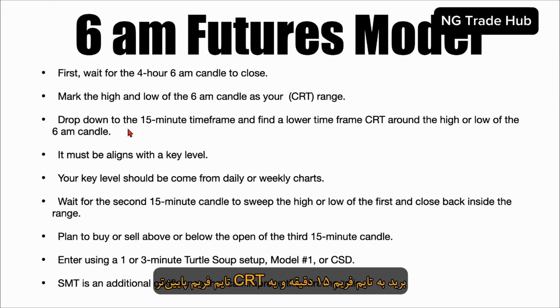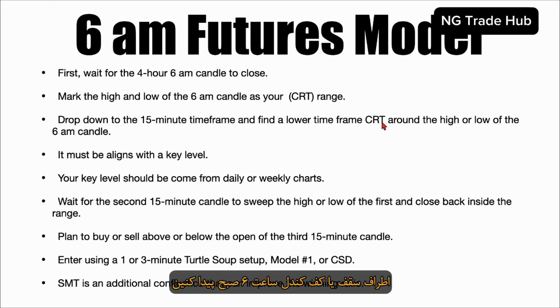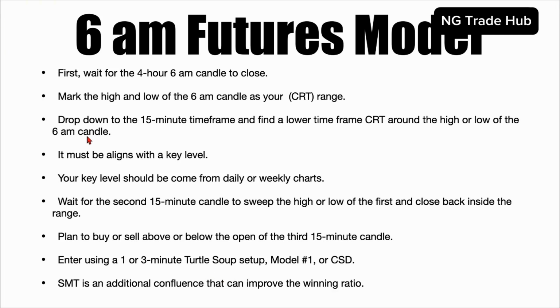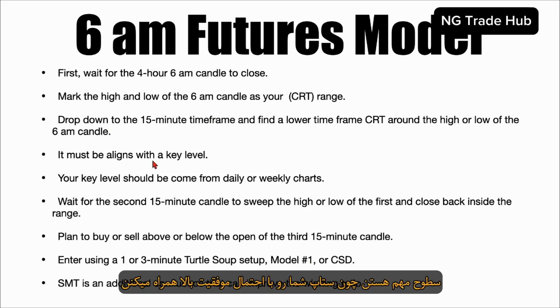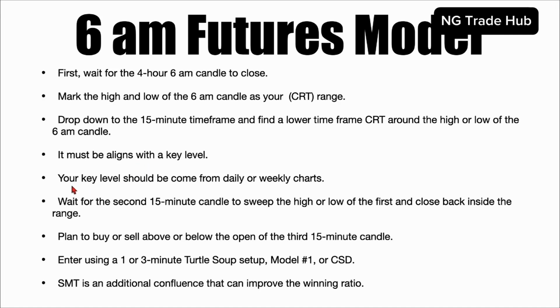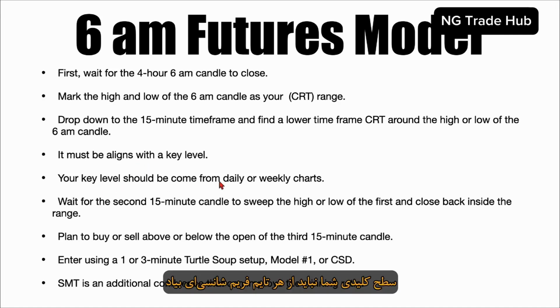Step 3. Drop down to the 15-minute time frame and find a lower time frame CRT around the high or low of the 6 a.m. candle. This will confirm your setup. Step 4. Ensure that this CRT aligns with a significant key level. Key levels are important because they make your setup high probability. Step 5. Your key level should not come from any random time frame. It must come from daily or weekly charts, as these time frames are more important.